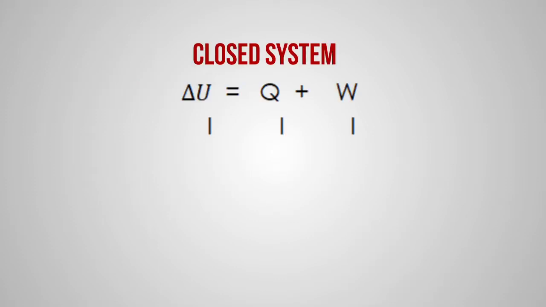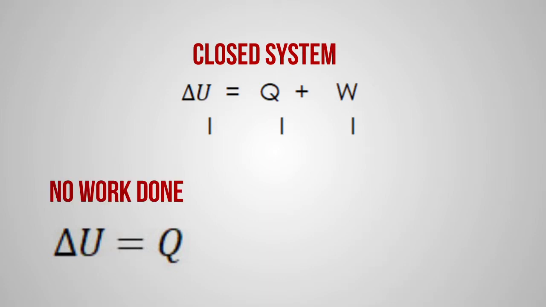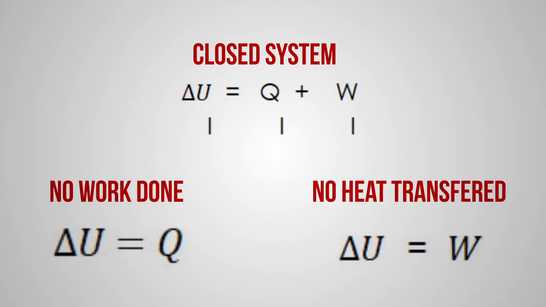Closed system. Delta U is equal to Q, which is heat added, plus W, which is work done. Delta U is equal to Q, there is no work done. Delta U is equal to W, there is no heat transferred.